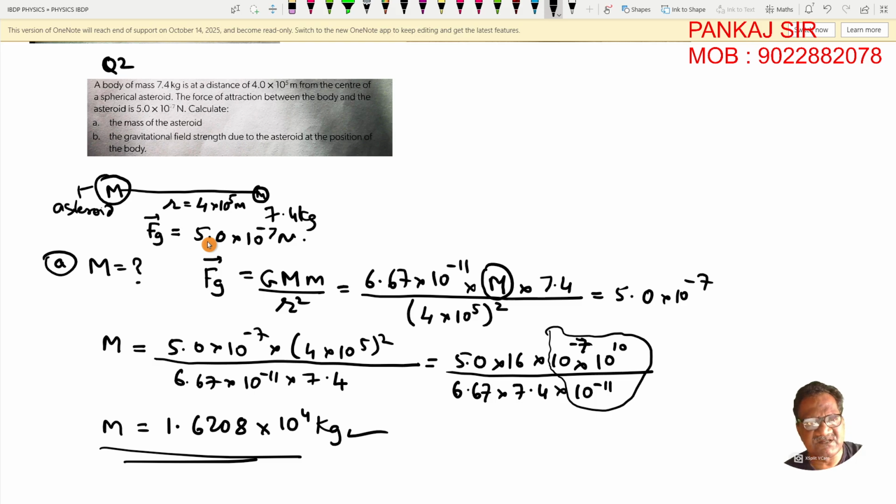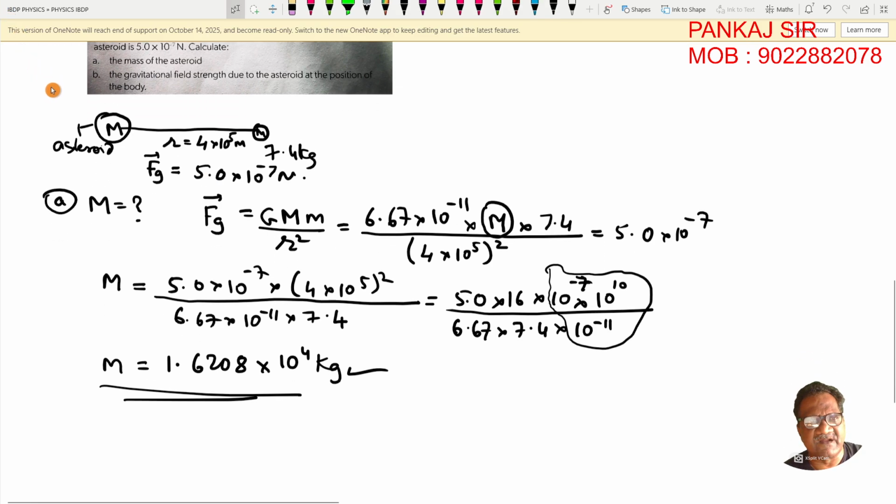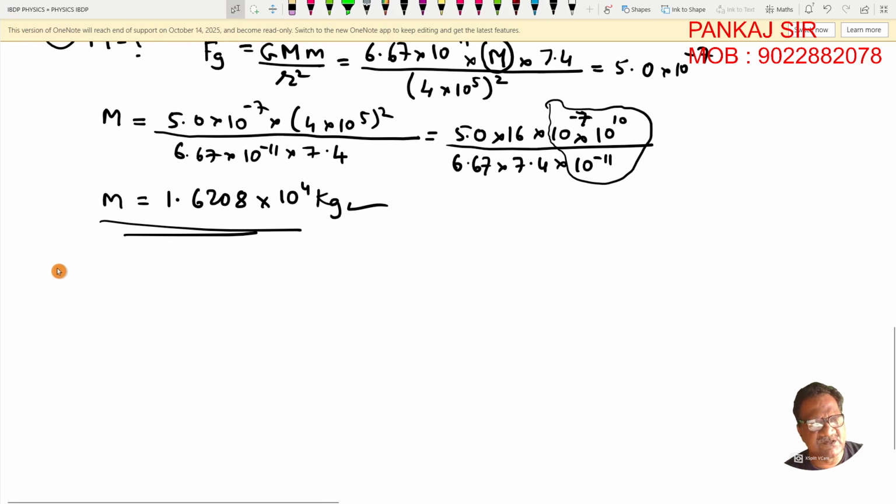Now what is gravitational field strength? Gravitational field strength is denoted by a small g. This is your gravitational field strength, and it can be worked out by various formulas. The fundamental formula is, by definition, gravitational field strength is the gravitational force per unit mass.